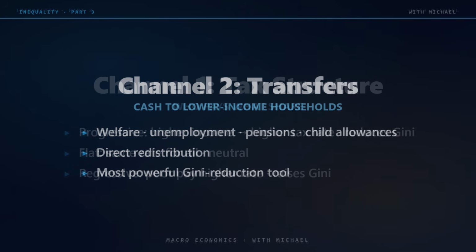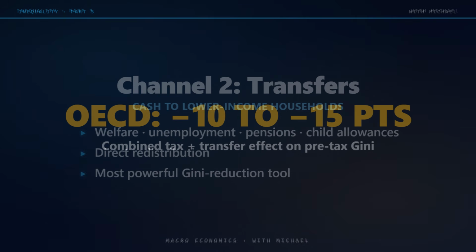Across the OECD, taxes and transfers together typically reduce the pre-tax Gini by 10 to 15 points. The U.S. reduction is around 8 points. France and Belgium reduce by nearly 20 points. The choice of tax structure and transfer system is a major political battleground precisely because of these effects.